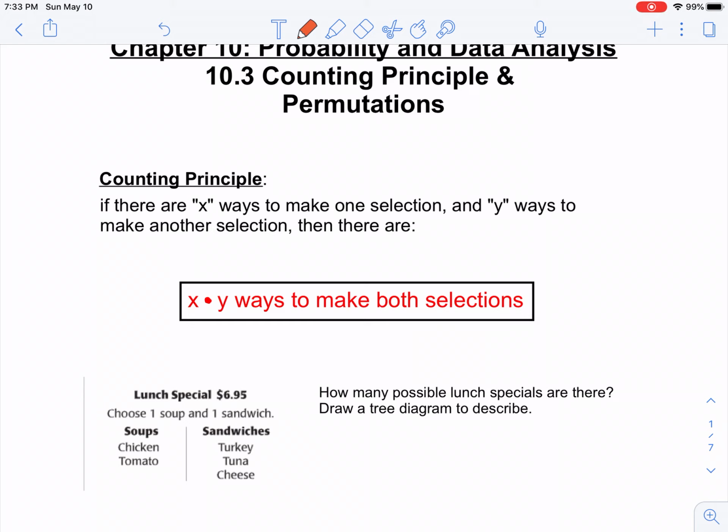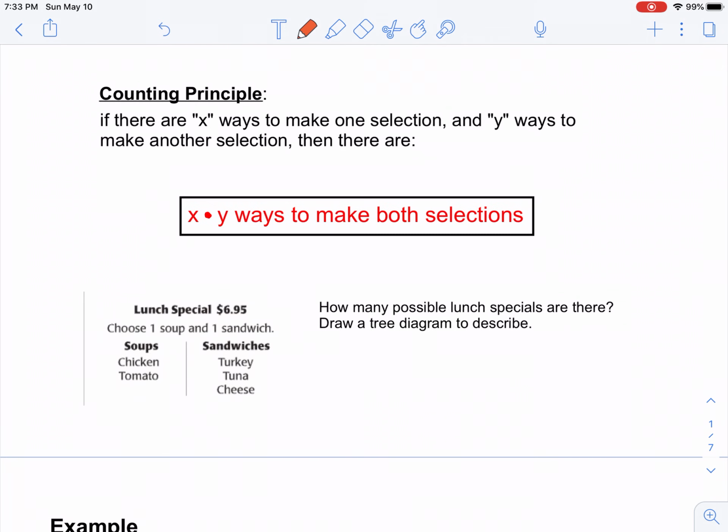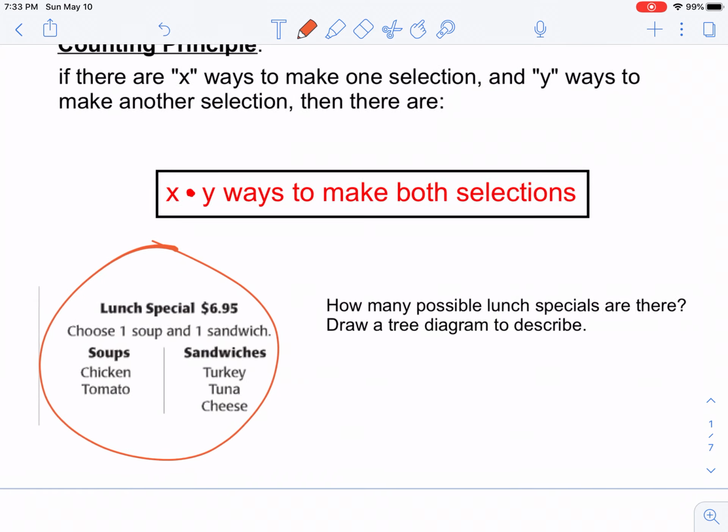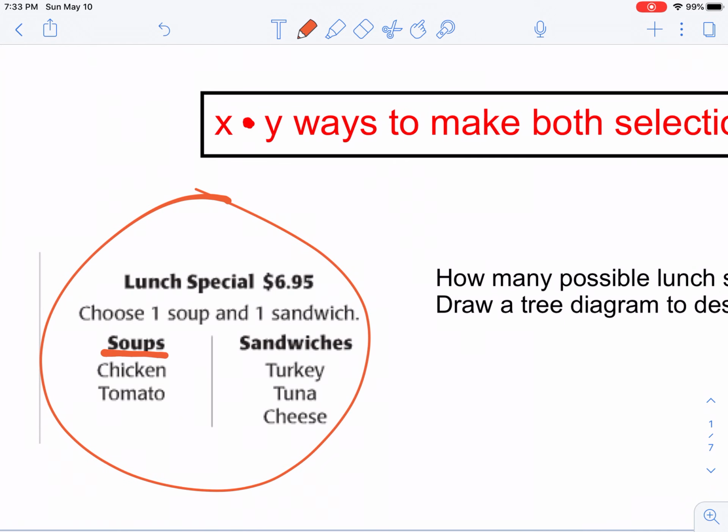of a thing. So suppose you have an example where, like, you're looking at a menu, like this example right here. You're allowed to choose one soup from the soup category and one sandwich from the sandwich category. How many different ways, how many different outcomes could you select, basically? How many different combinations of soups and sandwiches are there? Well, if there's 2 soups and 3 sandwiches listed here. There's chicken and tomato soup, 2 of them, and then there's turkey, tuna, and cheese sandwiches, 3 of them.